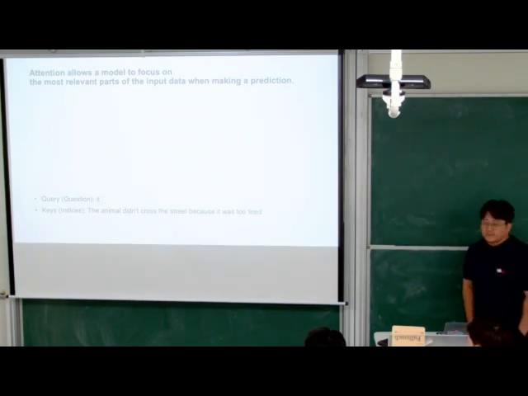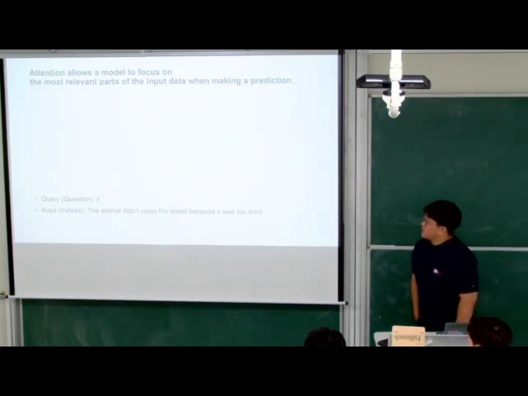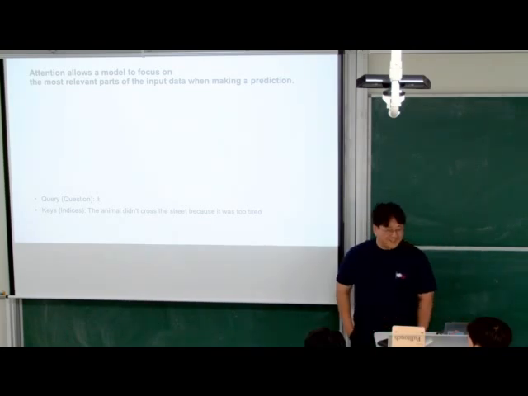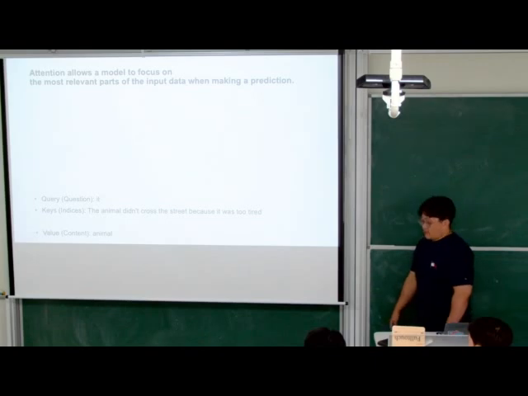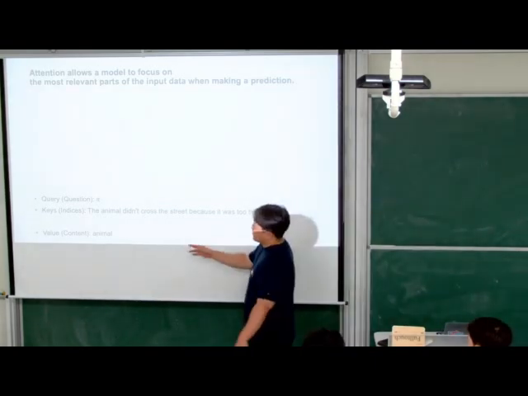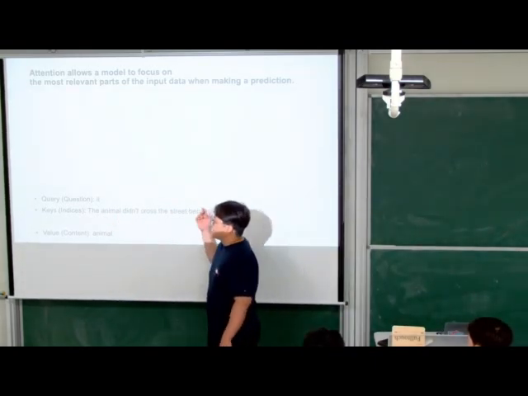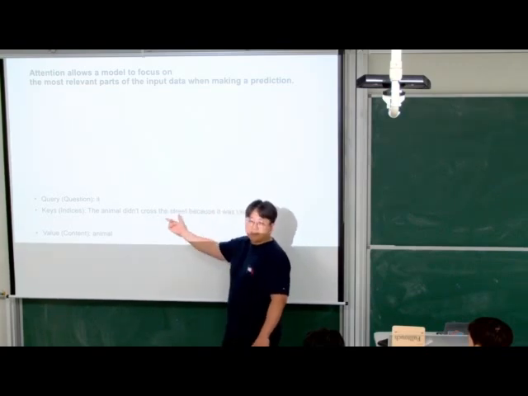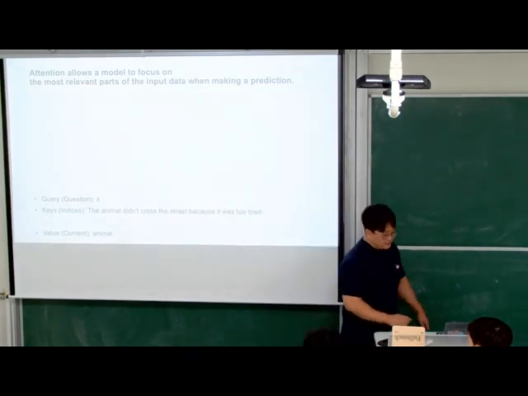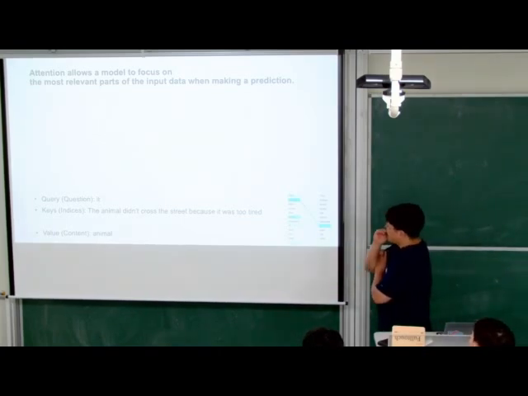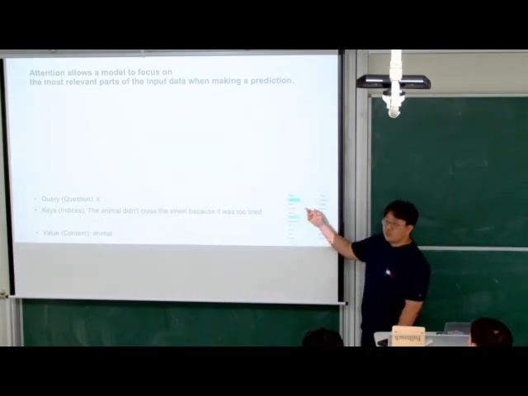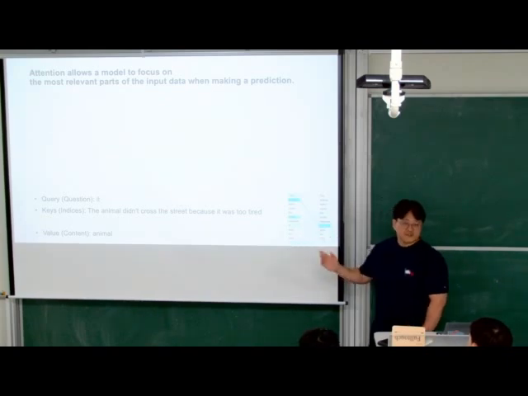Crossing the street. Animal. Yeah, animal is the answer, right? So to clarify the meaning of "it", we need to search the meaning of "it" in this sentence, right? So to do that, we have to estimate the degree of the correlation between the words, tokens.